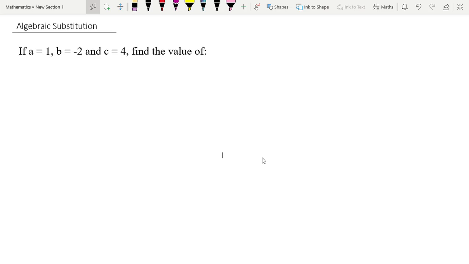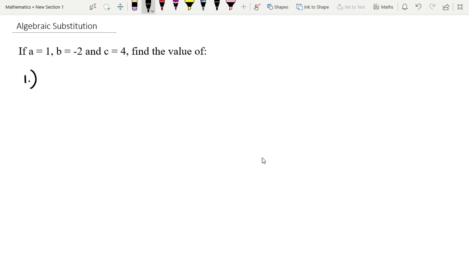Hello, today's lesson is going to be on algebraic substitution. So here we're going to look at a few examples of substituting in. It says here, if A is equal to 1, B is equal to -2, and C is equal to 4, find the value of. So we will start with number 1.